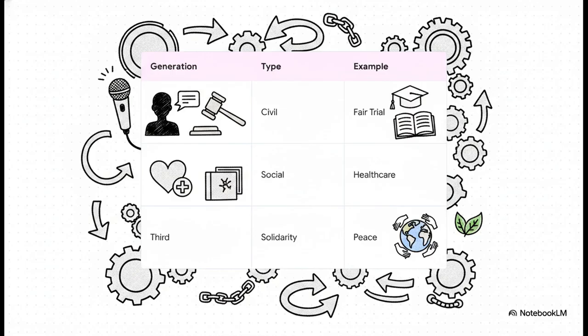Second-generation rights are economic, social, and cultural, like healthcare and education. These grew out of the industrial revolutions and socialist movements focused on equality, demanding positive state resources to fulfill. And finally, third-generation rights are collective or solidarity rights. Think of the right to a healthy global environment or international peace. These arose from post-colonial movements focusing on fraternity, with the realization that these massive goals need widespread international cooperation. It's like a giant puzzle of human progression.